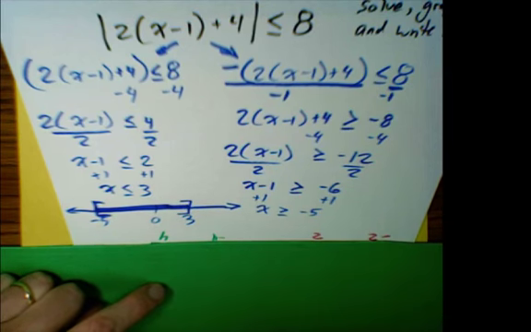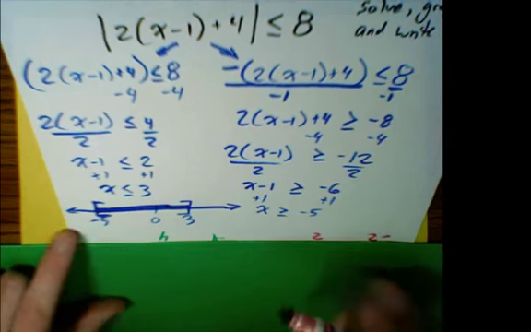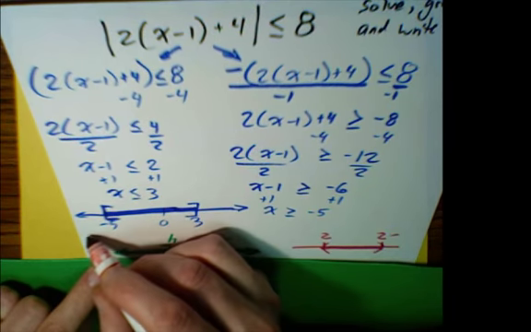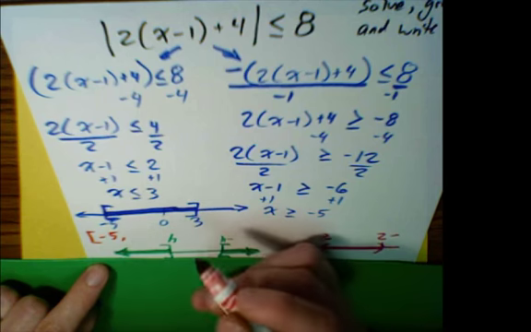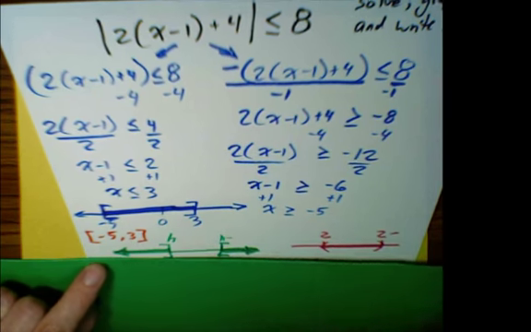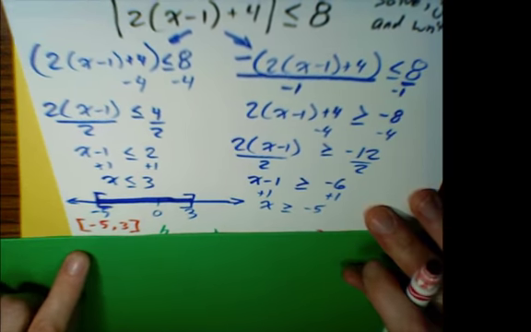And here's my graph. Finally, let's write the interval. The interval is going to be bracket, negative 5, comma, 3, bracket. And that's the end of the problem.